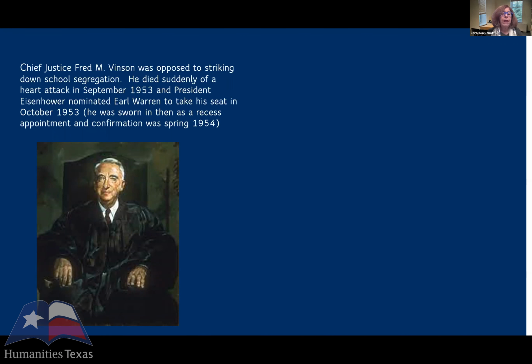So this is a picture of Fred Vinson. Actually, it looks like a painting. He was the Chief Justice of the Supreme Court in 1952, when Brown versus Board of Education first came before the court. He apparently was opposed to striking down school segregation and died suddenly of a heart attack in September 1953. President Eisenhower nominated Earl Warren to take his seat. A month later, Warren was sworn in as a recess appointment, and his confirmation by the Senate was in the spring of 1954.